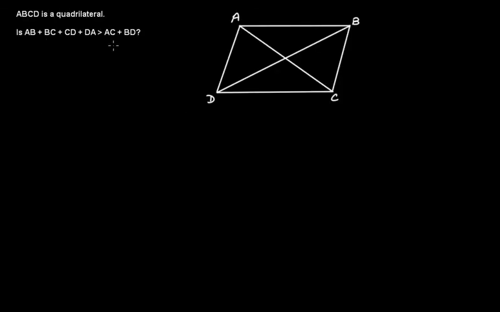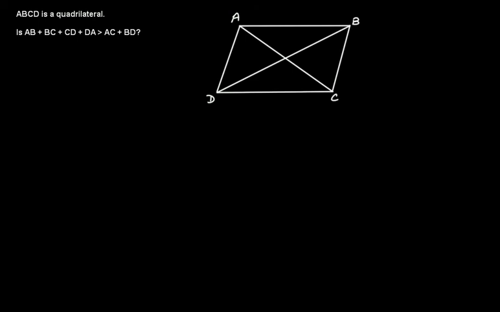We have another problem here, and in this problem, ABCD is a quadrilateral, and it's asking whether AB plus BC plus CD plus DA is greater than AC plus BD. It's asking whether it's true or not. So basically it's asking that if you add all the sides of this quadrilateral, then is the sum greater than the sum of the lengths of diagonals. So let's see. How will you proceed?